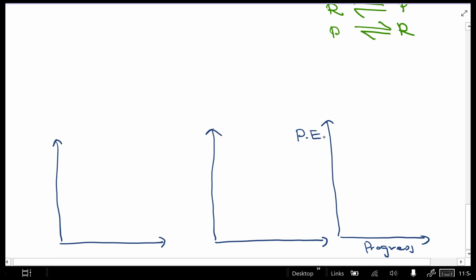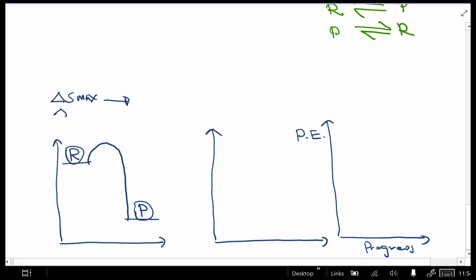Another thing we need to understand this way. Let's take these three graphs: potential energy versus progress. Progress is the amount of molecules and bonds and so on. So let's say there's a reaction. Potential energy is higher in the reactant and lower in the products, and it goes into the product through the activation energy, a little hump there, right?